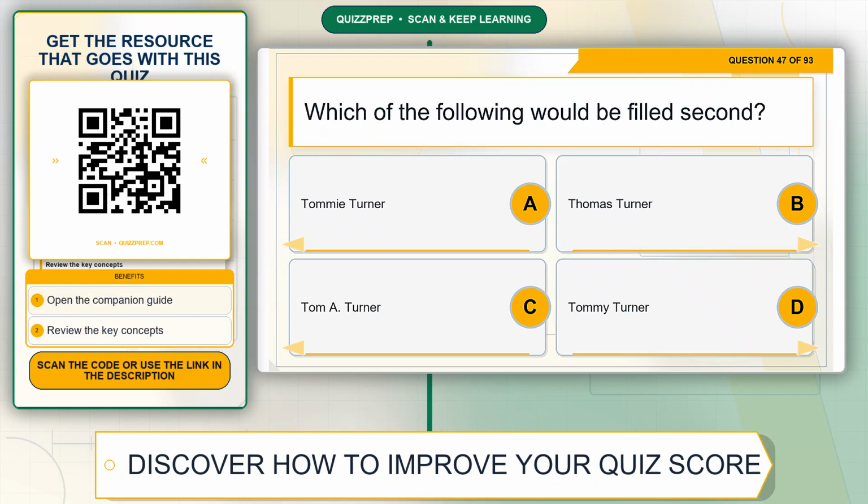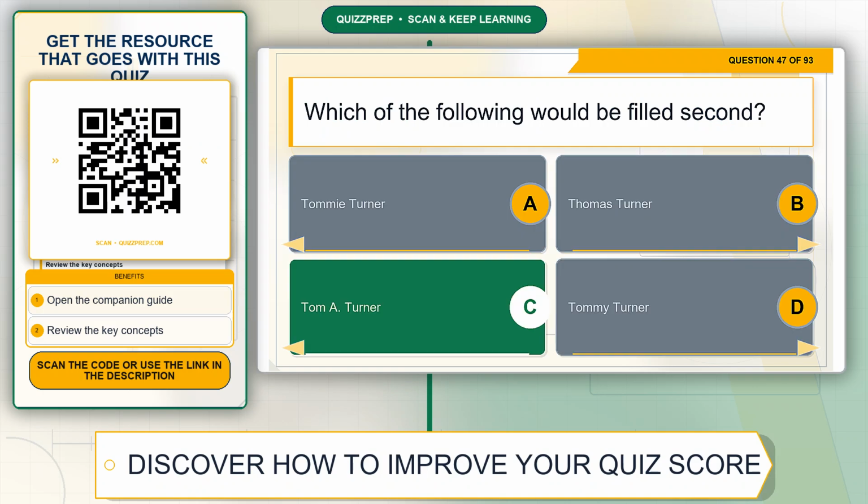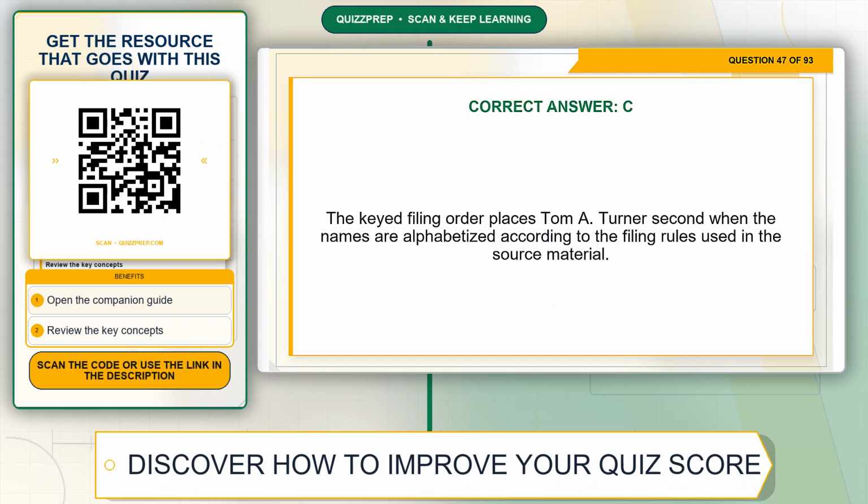Question 47. Which of the following would be filed second? Option A, Tommy Turner. Option B, Thomas Turner. Option C, Tom A. Turner. Option D, Tommy Turner. The correct answer is option C, Tom A. Turner. Explanation. The keyed filing order places Tom A. Turner second when the names are alphabetized according to the filing rules used in the source material.